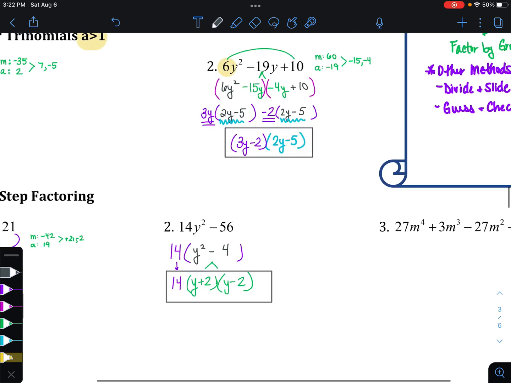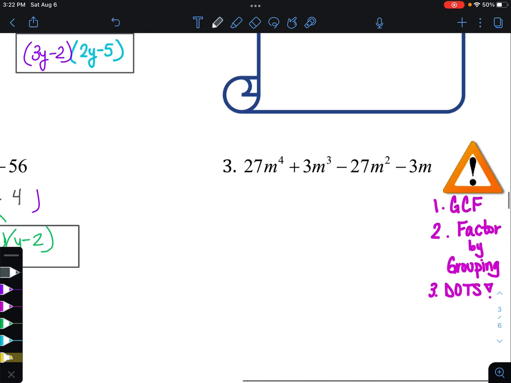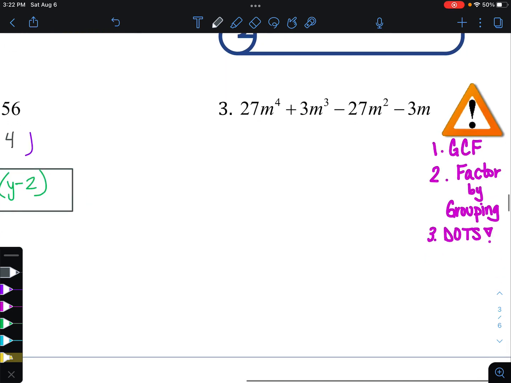Great. All right, guys, last one, number 3. I'm going to let you do this. But before I let you go, I am going to give you a little word of caution or a little advice here. There's going to be 3 things you're going to have to do here. First thing, you're going to have to take out a GCF. So look at each and every term, find that GCF. After you do that, you're going to see what's left over has 4 terms.